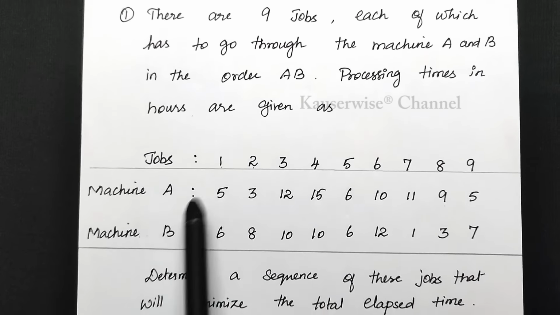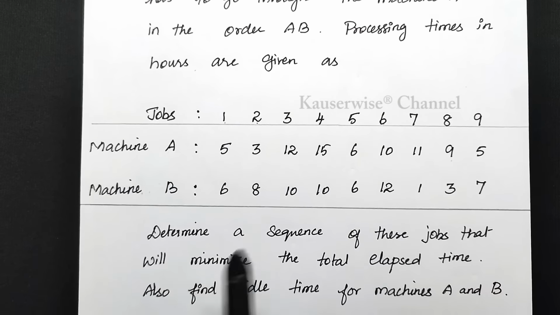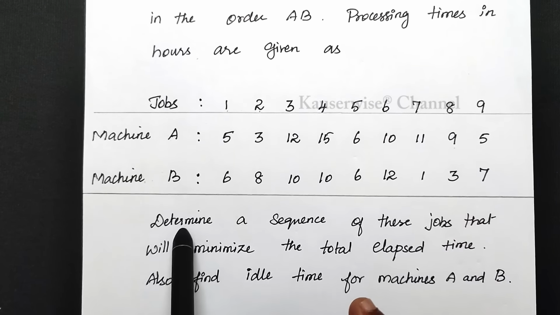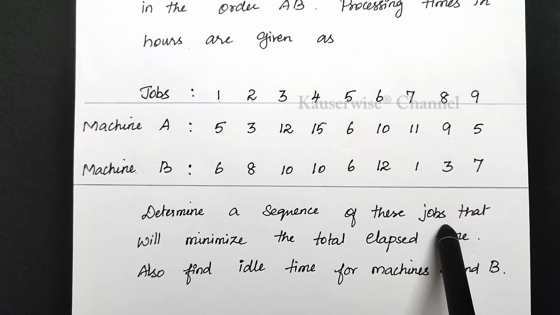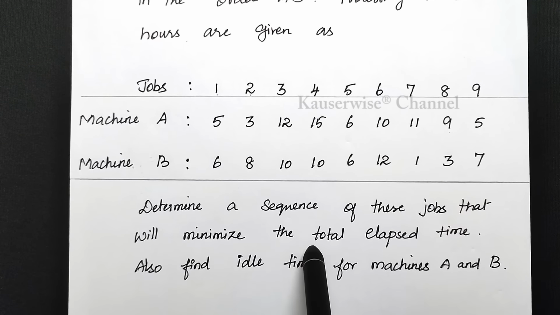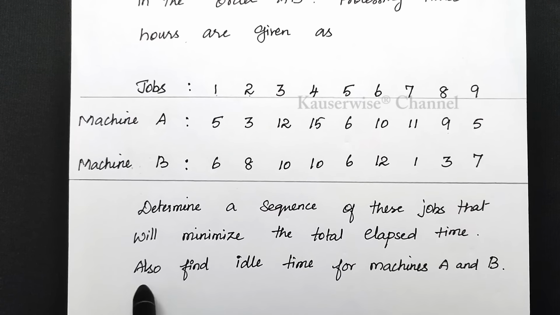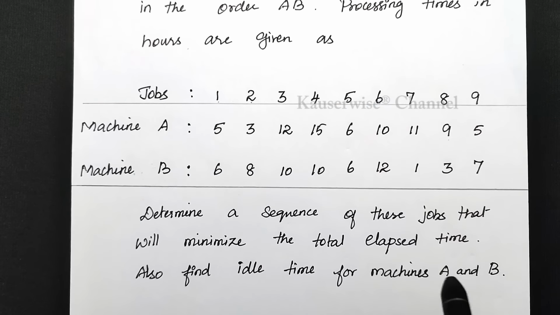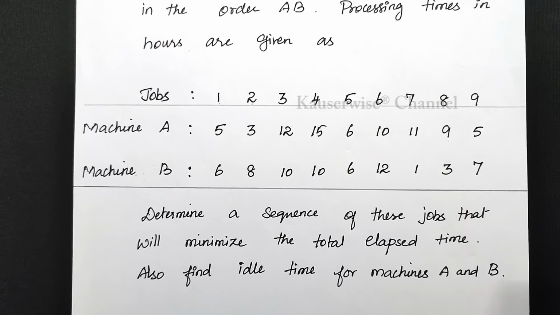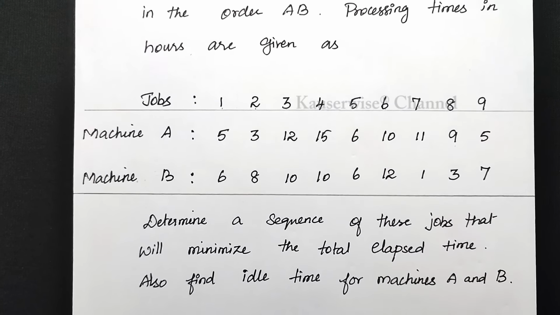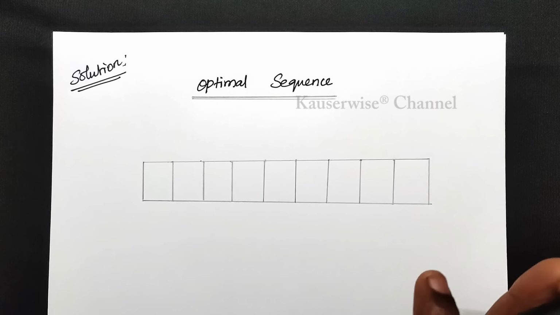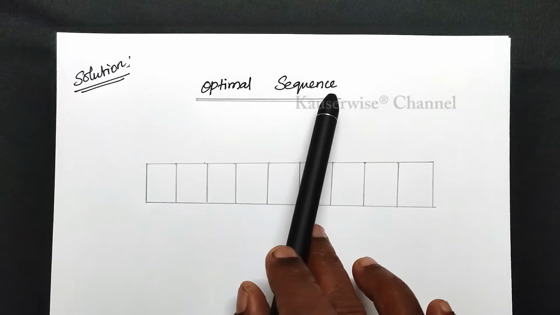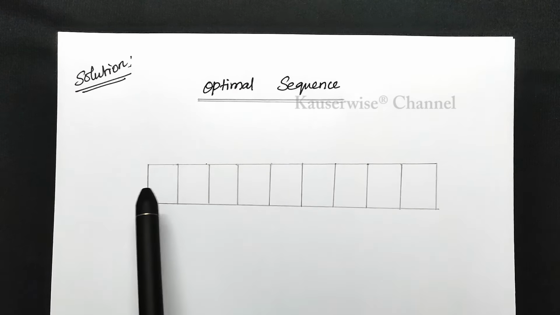Now, with this information, they are asking you to determine a sequence of these jobs that will minimize the total elapsed time. Also, find the idle time for machine A and machine B. Now, we are going to see the solution for this problem. First, we need to find the optimal job sequence. Then, we will move to the next step.